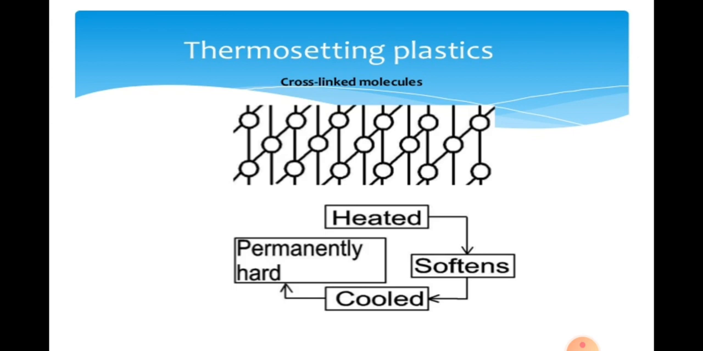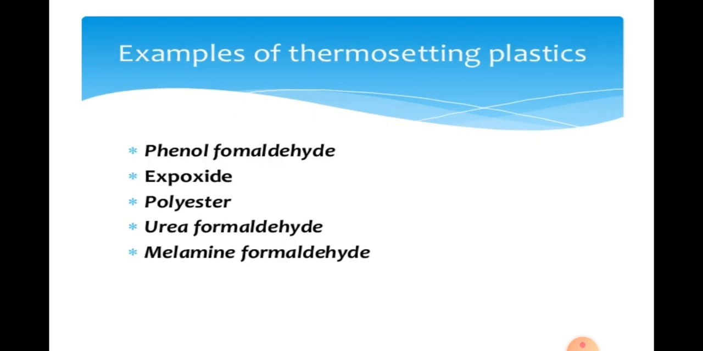And due to this property, the thermosetting plastics cannot bend. When an article made of thermosetting plastic is forced to bend, it breaks. Thermosetting plastics are used for making those articles which may get too hot during use and must be hard and rigid so that they do not bend at all.